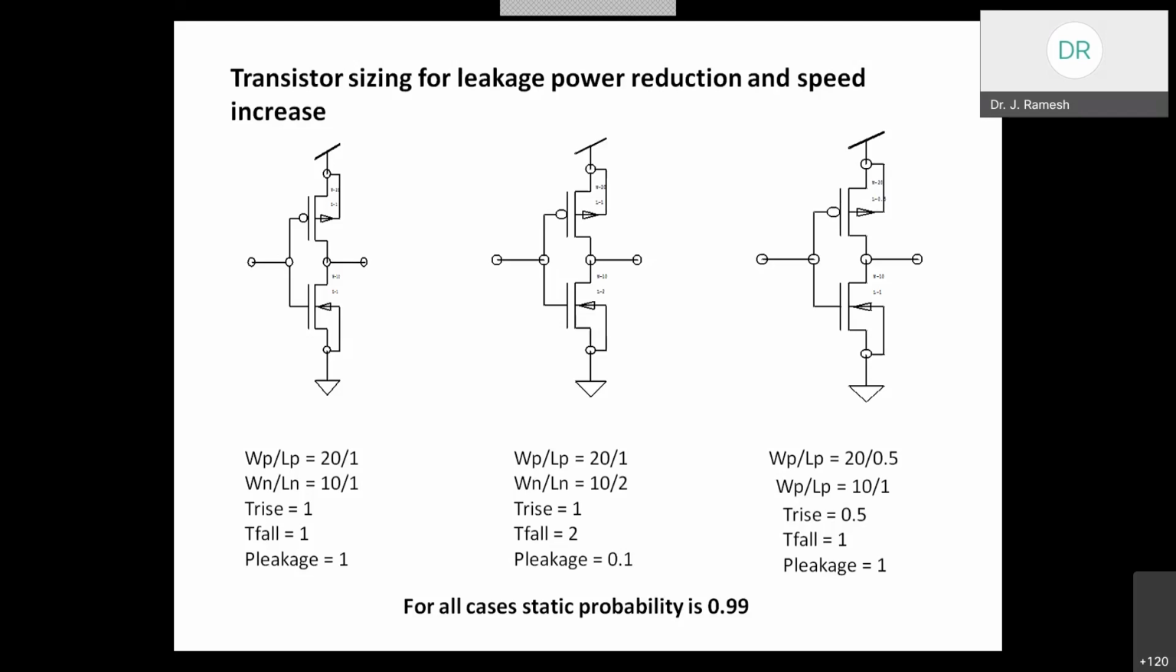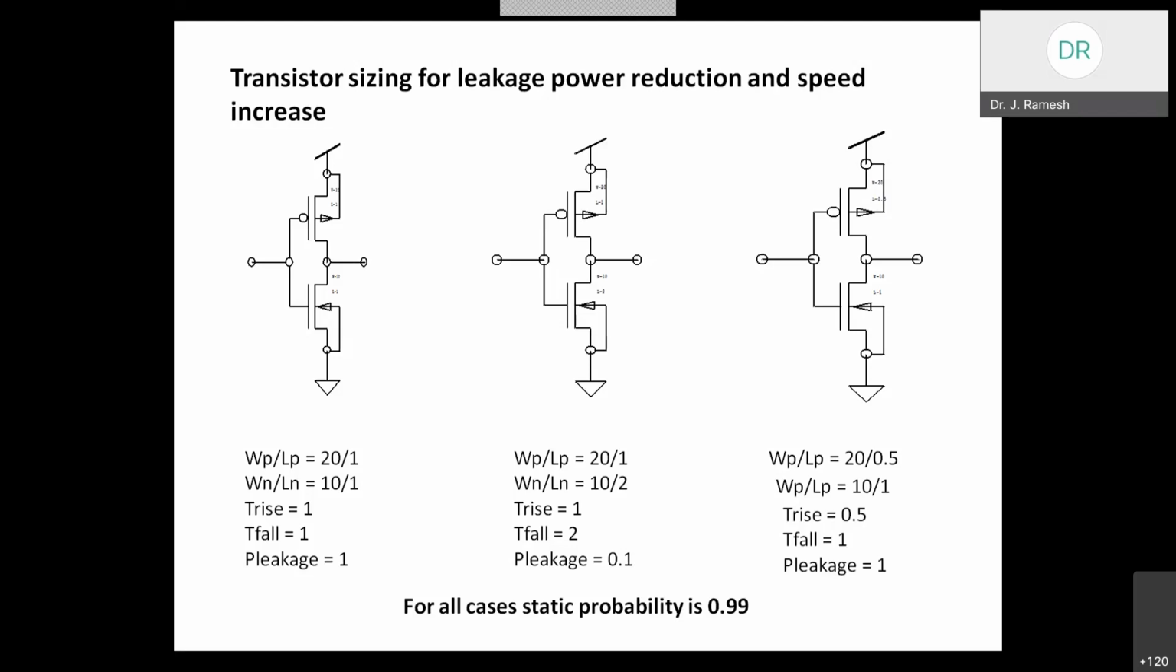Similarly, in the next case, the PMOS W by L ratio is varied, and along with that we vary the rise time to 0.5 from 1. Here again, the leakage power is equal to 1. So for varying values of W by L with appropriate rise time and fall time values, we can see different leakage powers in each configuration.